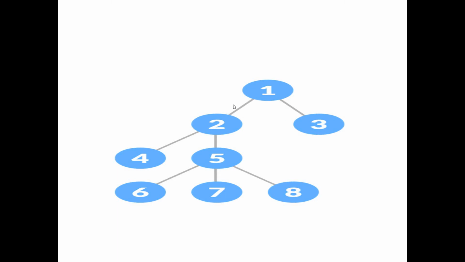In the same way, if you consider the leveling, this is the first level, second level, third level, fourth level. On the first level, 1 is there. On the second level, 2 and 3 are there. On the third level, 4 and 5 are there. On the fourth level, 6, 7, 8 are there. So it maintains a hierarchy level by level. So a tree is a hierarchical data structure.